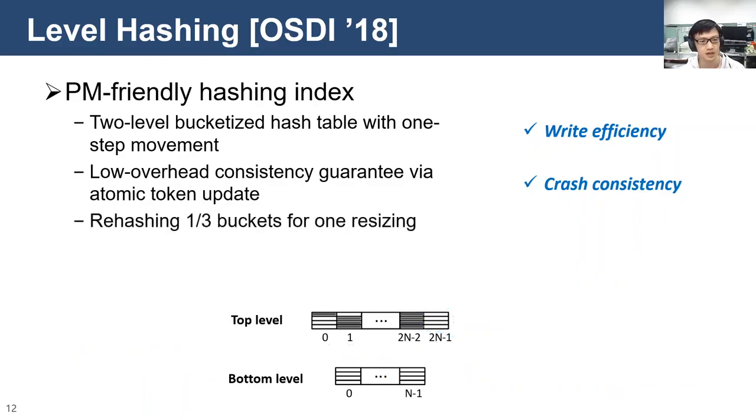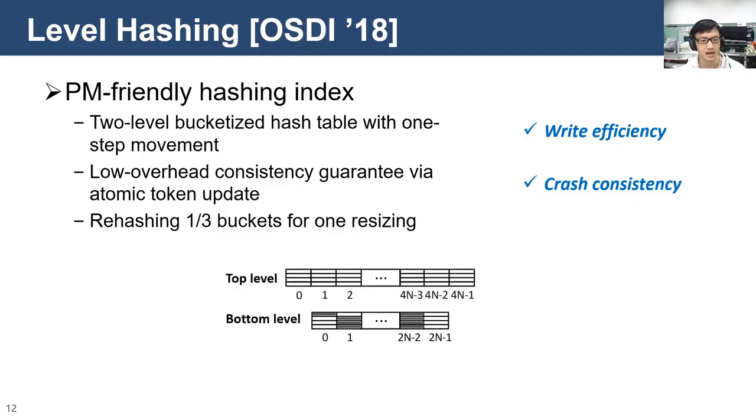Level hashing rehashes 1/3 of the buckets for one resizing. Specifically, only items in the bottom level buckets are rehashed to the new level.